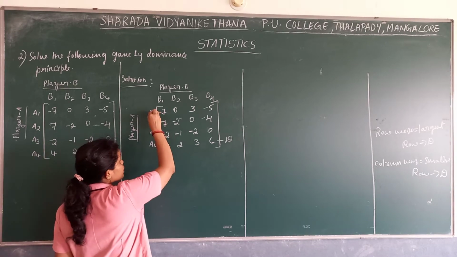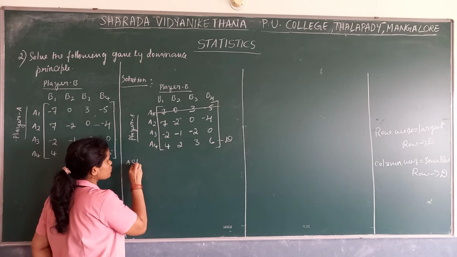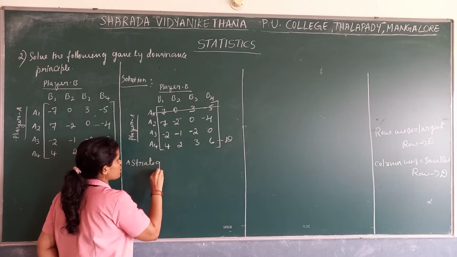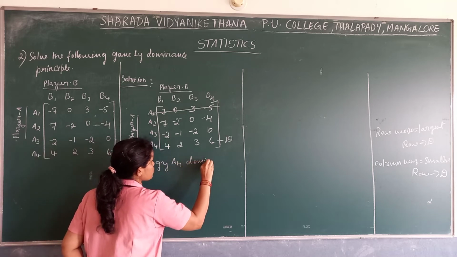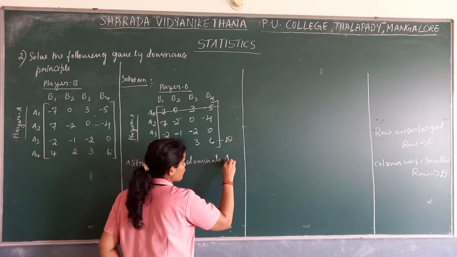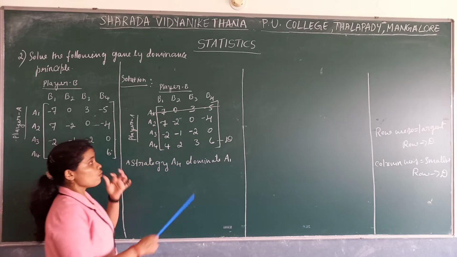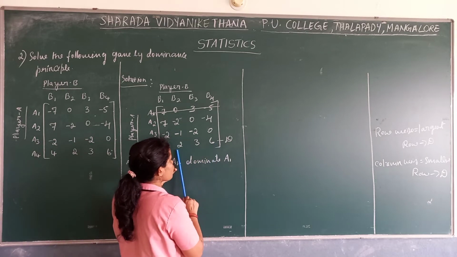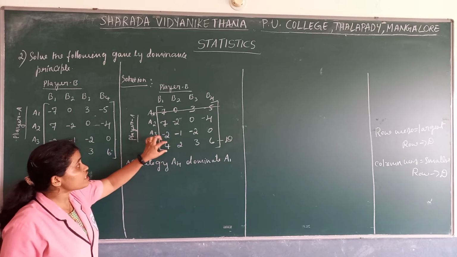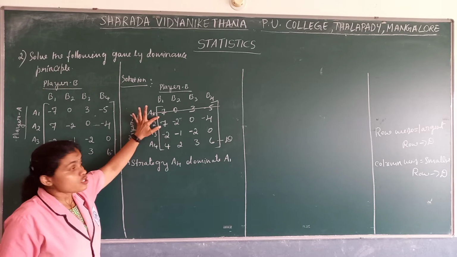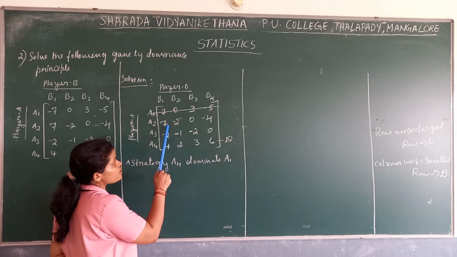Now we know that we can delete this one. Strategy A4 dominates A1. That we know, we got it. Now we have to see whether this particular row dominates A3 or A2. One second, we can check. Now we checked only A4 with A1, so we got this is the dominating row. It dominates this one. Now we can check whether it dominates this or this.